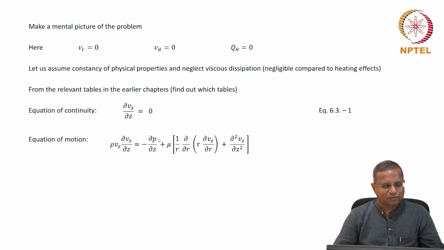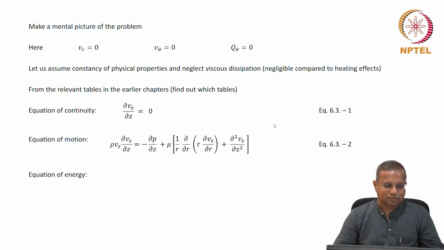You would have gotten rho Vz dou Vz dou z, that is the only term that will remain on this side, equals minus dou p dou z plus mu 1 by r dou dou r r dou Vz dou r, this term remains, plus dou squared Vz dou z squared, this term remains, the axial diffusion aspect remains. Okay. So, this is equation 6.3-2. Okay, rest of the terms will cancel out.